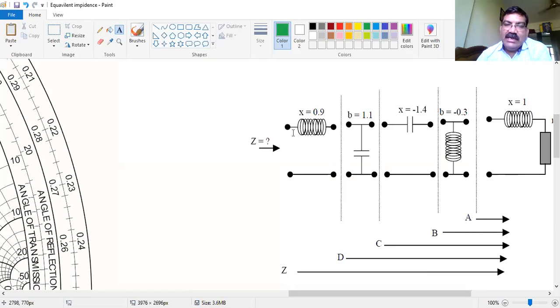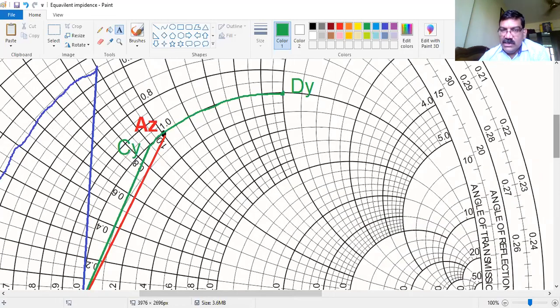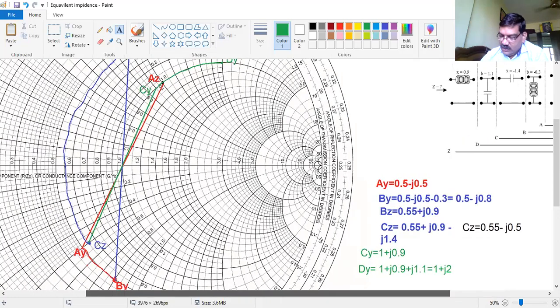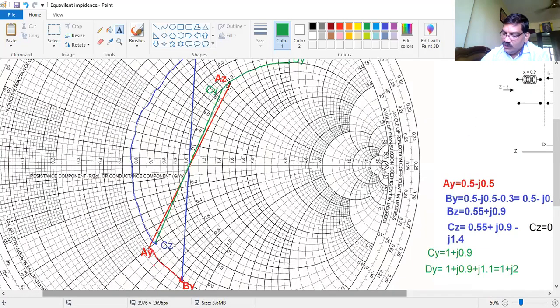As this is a series parallel combination, you have to convert this DY to DZ and then just add 0.9. So you can convert DY to DZ. So what is DZ? Yes, I got the value of DZ. I'll just minimize it, and DZ I will get. So DZ equals 0.2 minus j0.4.